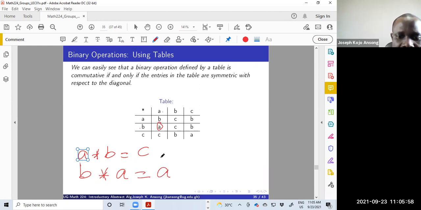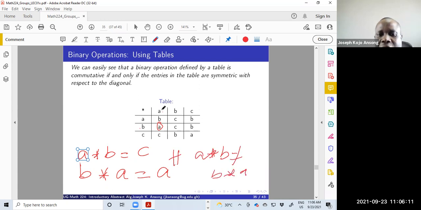So, these two are not equal, right? These guys are not equal. So A star B is not equal to B star A. So from the table, I can tell that the operation star is not commutative. And this single example is enough to make that statement. If it was commutative, this is what we should expect.